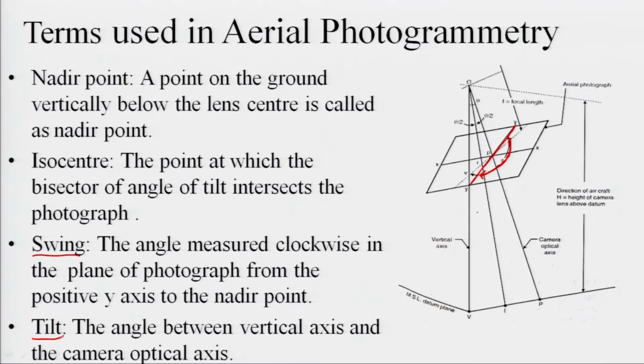Talking about tilt, as we discussed earlier, tilt is basically the angle of the camera axis or optical axis with the vertical axis. The angle between the vertical axis and the axis of the camera, or optical axis, is known as tilt.